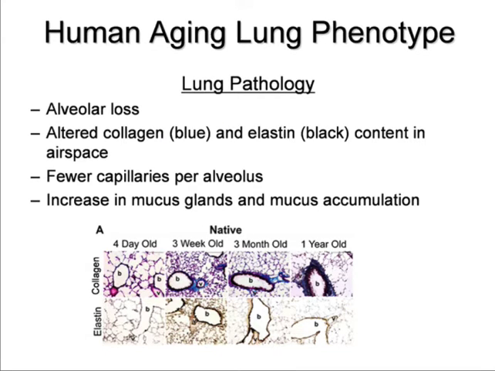A common pathologic finding of the aging lung is excessive extracellular matrix production, especially collagen, which is deposited in the alveolar wall and the airway wall. These are lung sections from young and aged mice where we see a reduction in elastin staining, but an increase in collagen staining in the lung parenchyma with aging.